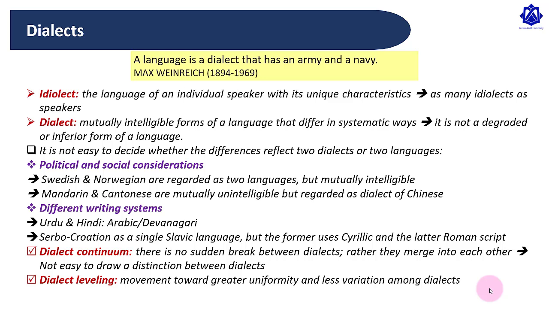One of those considerations is related to politics and social considerations. For example, Swedish and Norwegian are mutually intelligible, but they are regarded as two languages. Why? Just because they are spoken in two different countries. So you see, a political matter, a political boundary, would override the definition that we have given for language and dialect.